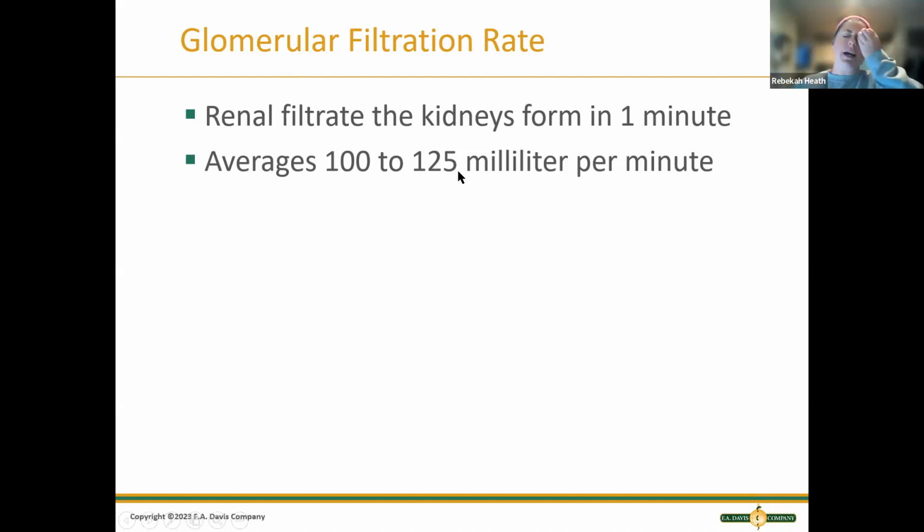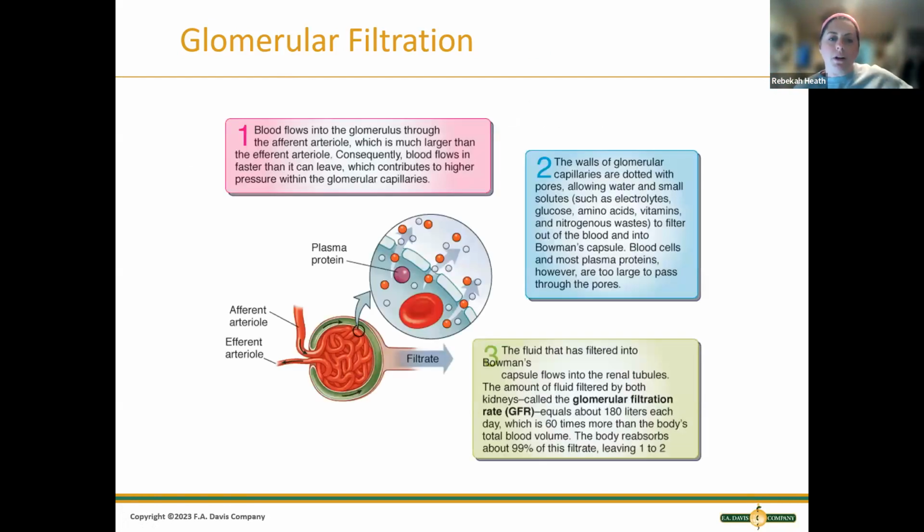And that's how, it's not actually, I say that wrong. It's not how much they produce, it's how much they can process, or how much filtrate can go through the kidneys in a minute. So it's a really hard word. Glomerular filtration. It starts with that afferent arteriole in the nephron.